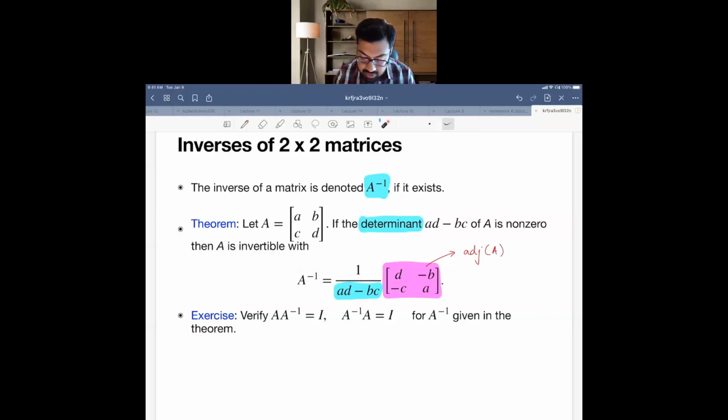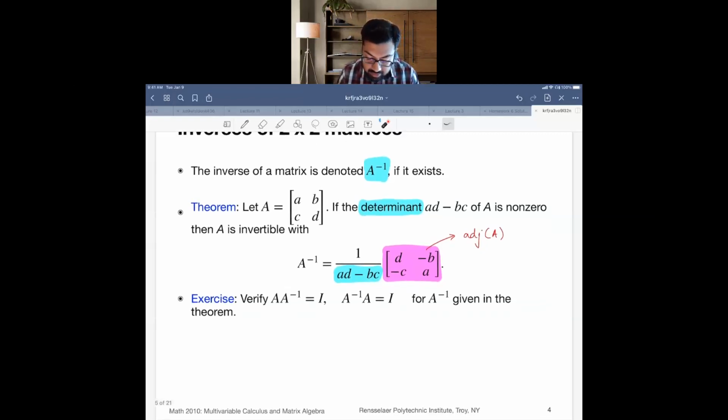The adjugate of A is simply looking at the 2 by 2 matrix in A, switching the principal diagonal elements, right? A and D are switched, we have swapped them, and then multiplying the other two with a -1. Now let's try to verify that if you multiply A by A inverse, do you get the identity matrix or not? And similarly, if you took A inverse and multiplied by A, you should get the identity matrix again. So let us try to verify this for the given A inverse. Let us check whether A times A inverse will be identity or not.